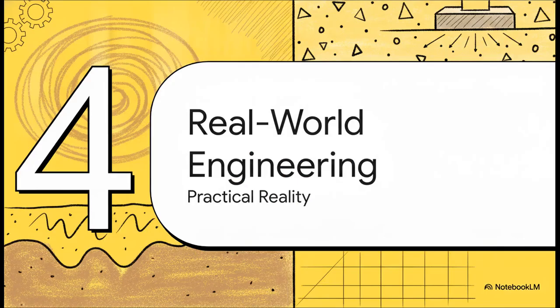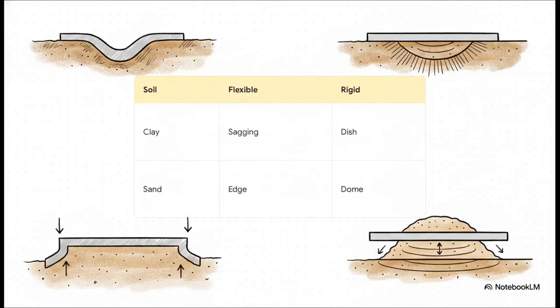Which leads us nicely to Section 4, Real-World Engineering Reality. Let's take this highly theoretical matrix we've been building and bring it straight back into practical, everyday reality. Let's look at how this builds a complete picture. Think back to the top row, which was clay. If the foundation is flexible, you get a sagging profile. If it's rigid, you get a dish-shaped pressure pushing back.